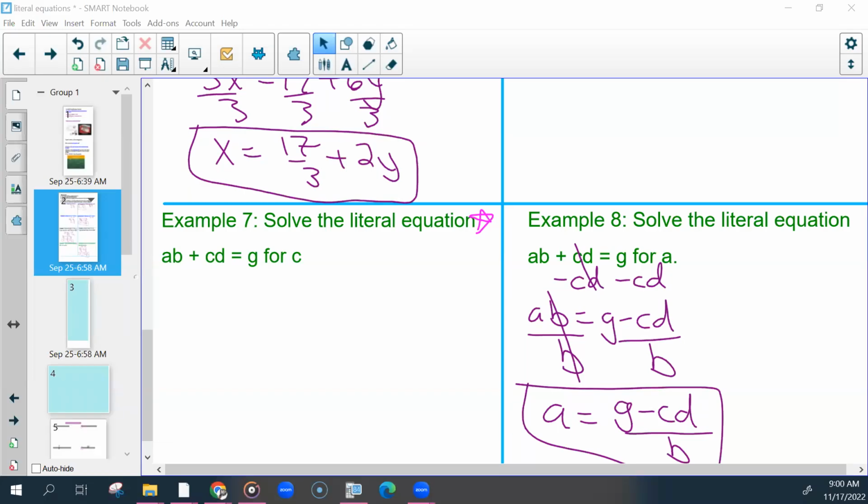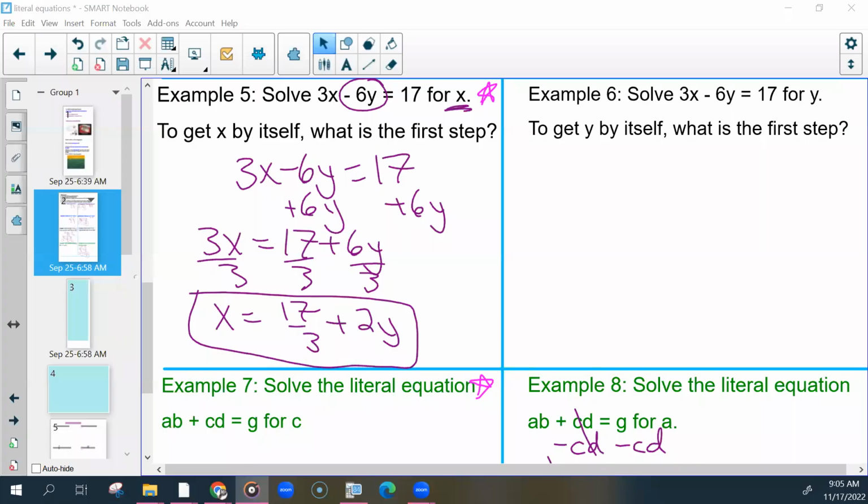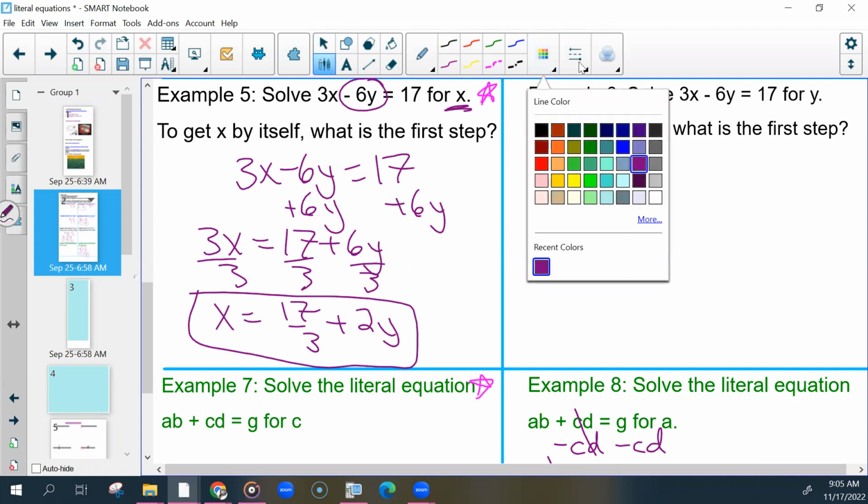I don't think got any of that. So I'm gonna put the final answer. If you need to go back and see how we got that, I will do that.